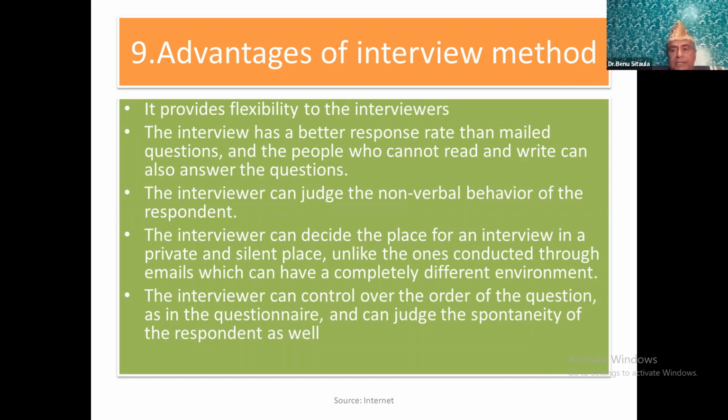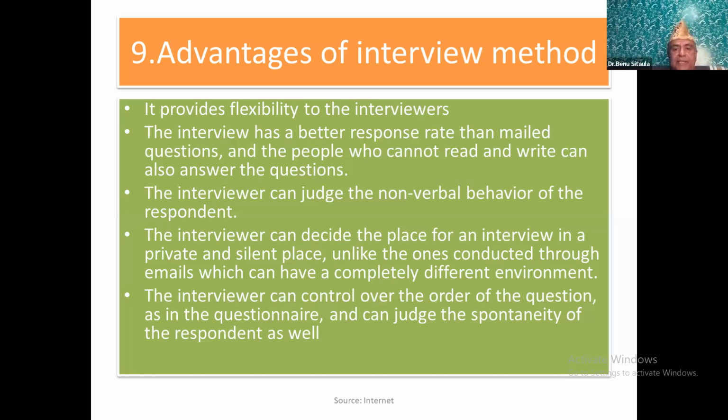In the interview method, there are some lackings also. Among the disadvantages, conducting interview studies can be very costly as well as very time consuming. Similarly, an interview can cause biases.